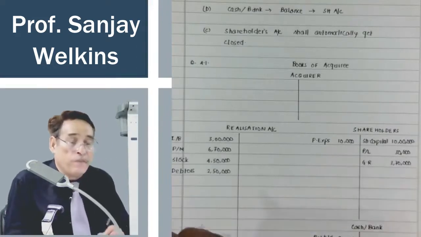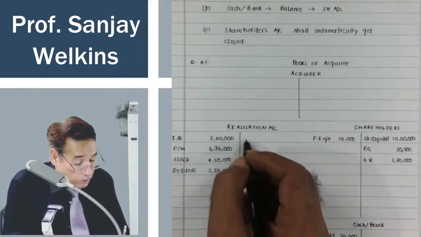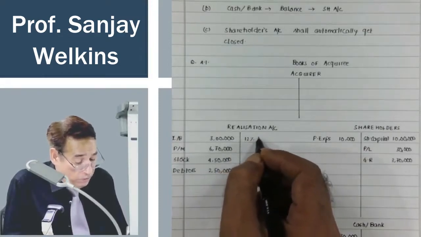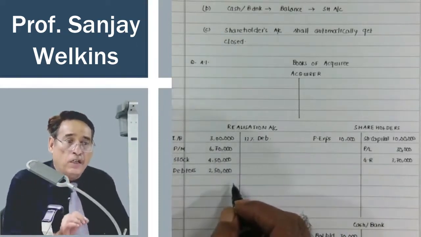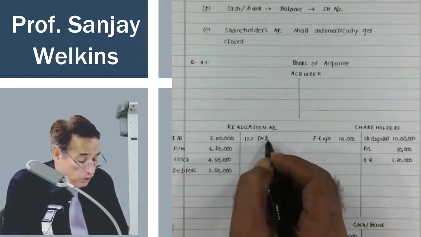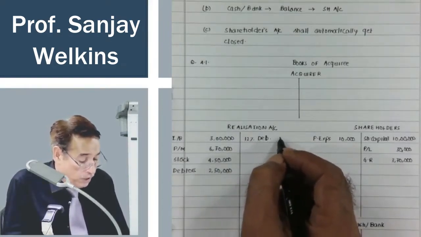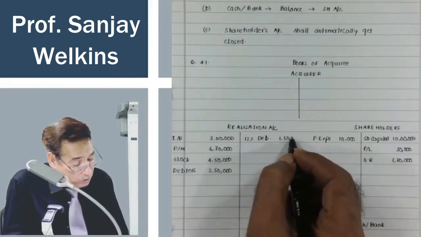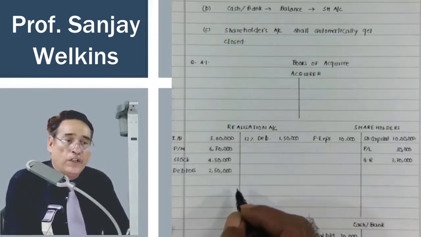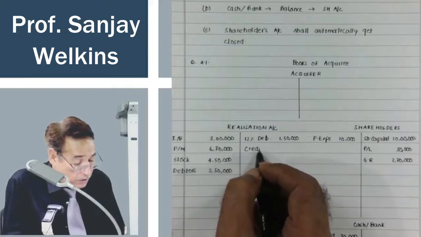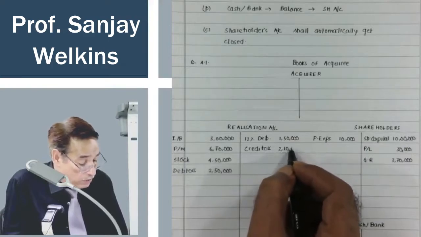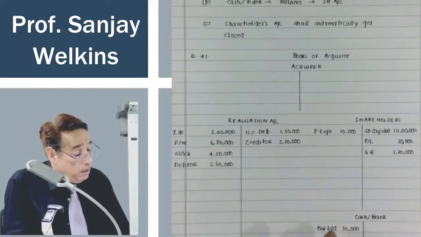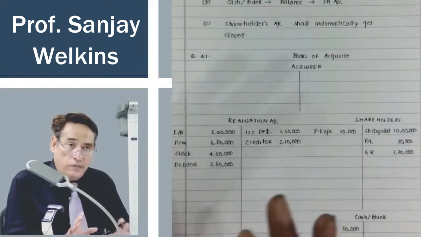These are free reserves. Then we have liability in the form of 12% debentures. Actually, debenture is not taken over, but I have already told you, any liability, whether taken over or not, you are going to post it to the credit side of realization account. So 12% debenture, 1,50,000, you are going to write it over here. Besides that, creditors are there. Creditors have been taken over. That's a different matter, but you are going to post them over here. Creditors is equal to 2,10,000. Correct? So now I have posted each and every item of assets and liability.